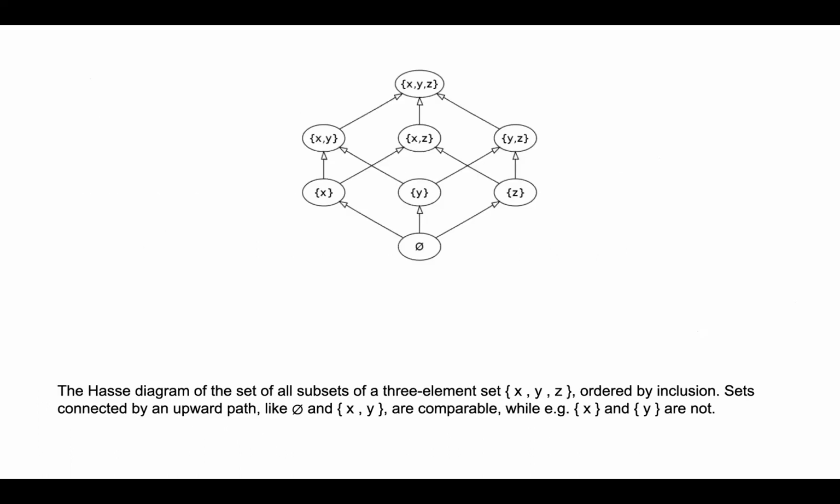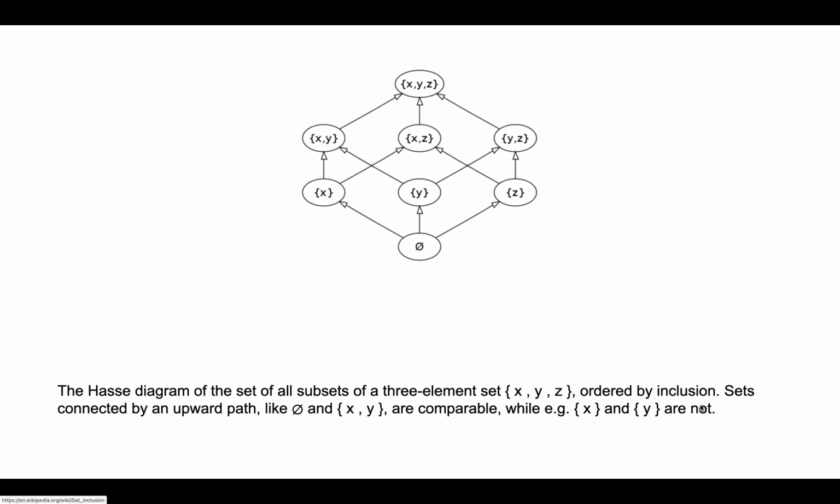Here we can see the Hasse diagram of the set of all subsets of the 3-element set X, Y, Z ordered by inclusion. Inclusion is the binary relation taken here. Inclusion means what? In X, Y, Z, how many elements are there? How many sets can we take?